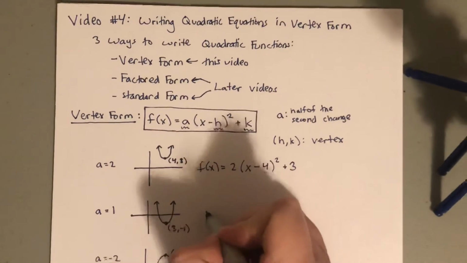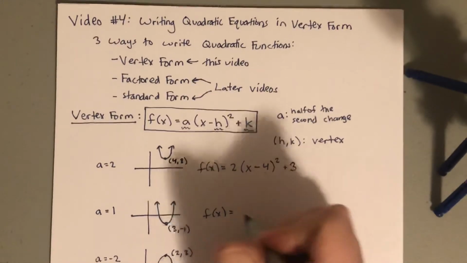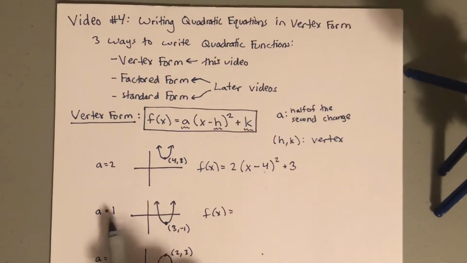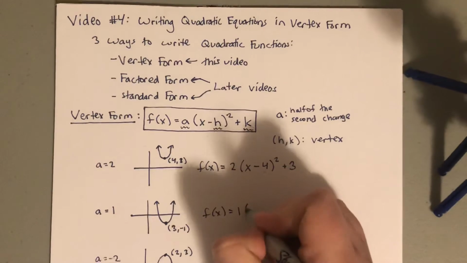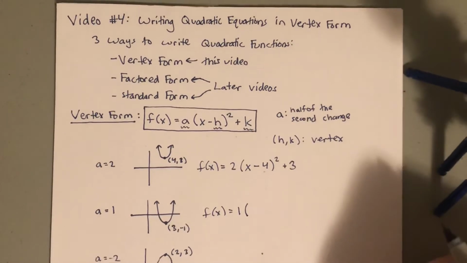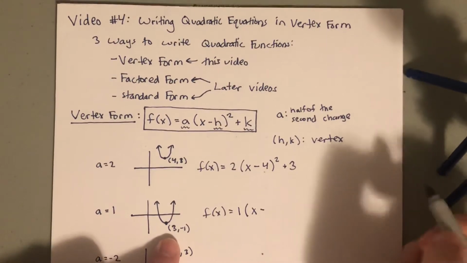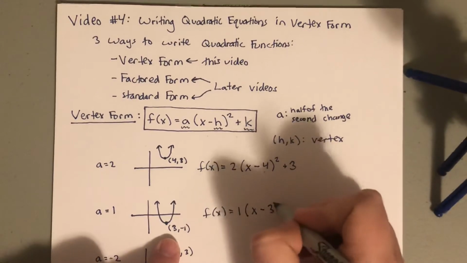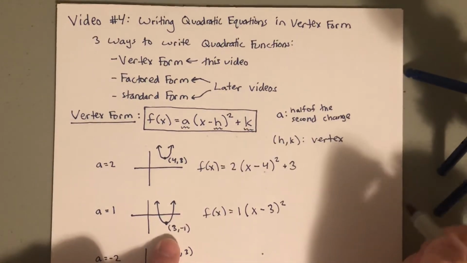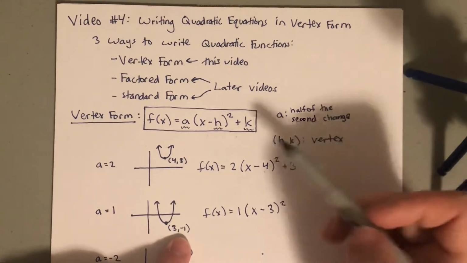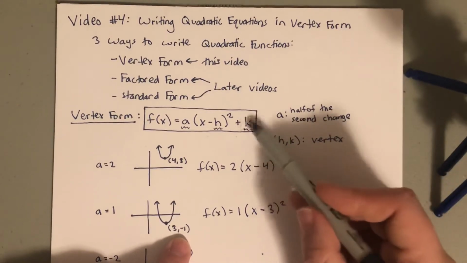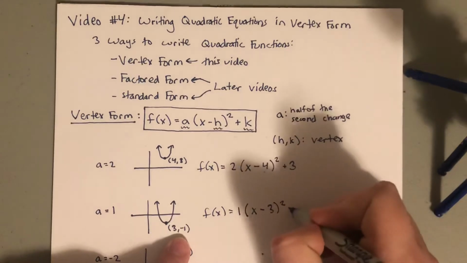Let's look at this one. We have f of x equals, now the a value is 1, so we'll write 1. And then x minus the x-coordinate of the vertex, which is 3. So (x minus 3) squared. And the y-coordinate of the vertex is negative 1. So out here for the k value, we'll write minus 1.